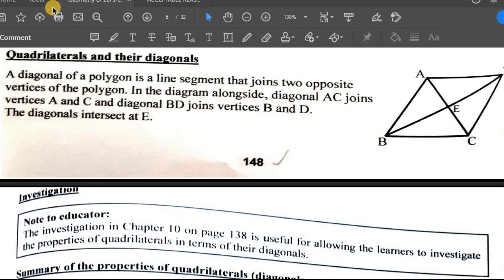Okay, let's look at quadrilaterals and their diagonals. Now, what is a diagonal? Here's a four-sided figure, a quadrilateral, and we are talking about lines from one corner to the other corner. We're putting an X in the center, right? Your diagonals go from one corner to the other corner, and we draw a line.